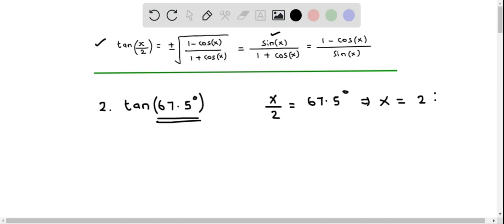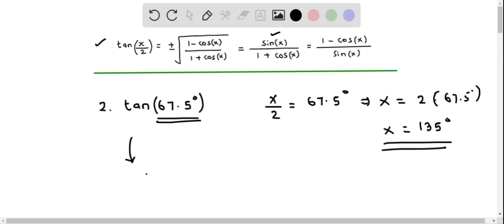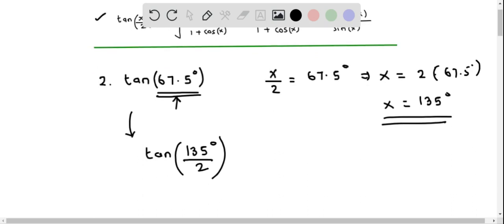X equals 2 times 67.5 degrees, and this equals 135 degrees. So we have determined that x equals 135 degrees. So we write this as tangent of x, which is 135 degrees divided by 2. In fact, when you find 135 degrees by 2, we get 67.5. Therefore, we are actually rewriting this: tangent of 67.5 degrees equals tangent of 135 degrees by 2.